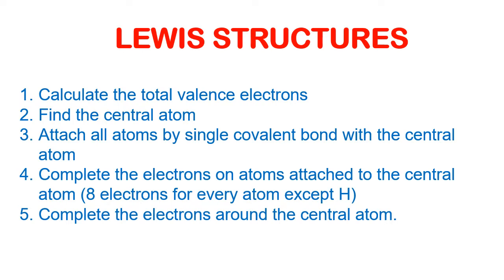After that you have to find the central atom. In step number 3 you have to attach all atoms to the central atom with a single covalent bond. In step number 4, you will complete electrons on all atoms which are already attached to the central atom. How many electrons do you have to complete? 8 electrons for all atoms except hydrogen.